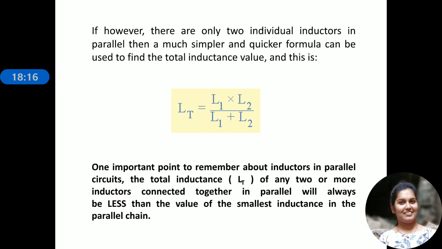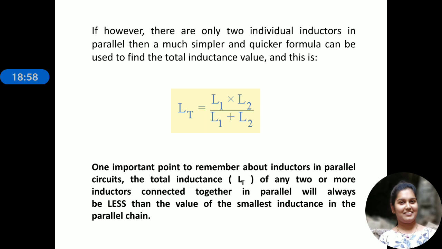So here also, for parallel connected inductors, when only two inductors are there, you can write this expression, and that too on the condition that only self inductances are considered, no mutual inductance is considered here. And one important point regarding this connection is that in inductors connected in parallel, the total inductance, that is LT, what we get for the total circuit or the equivalent circuit of any two or more inductors connected together in parallel will always be less than the value of the smallest inductor in the parallel chain.